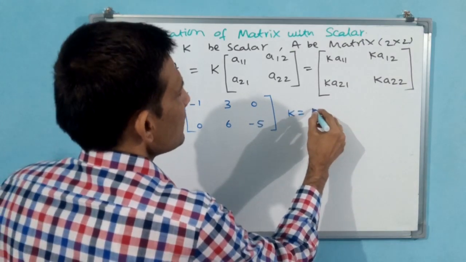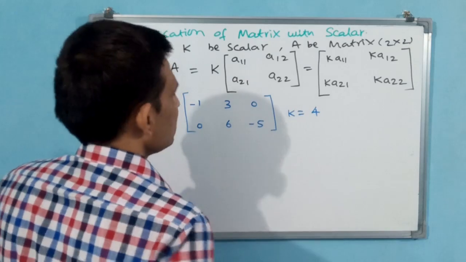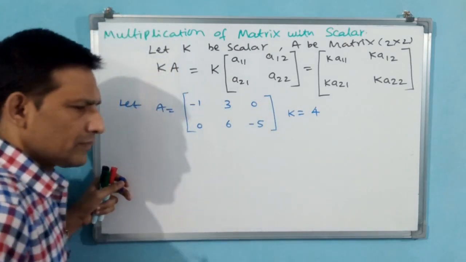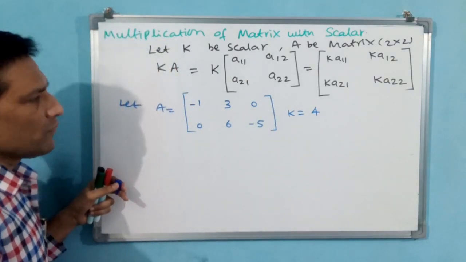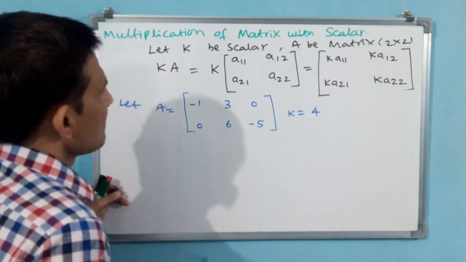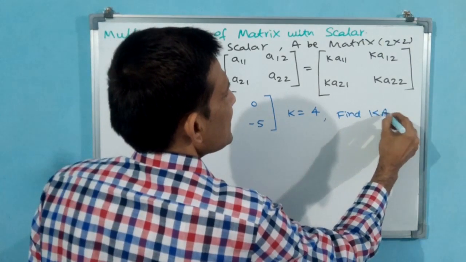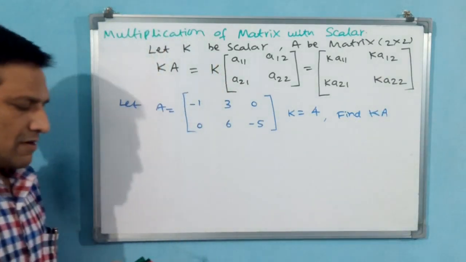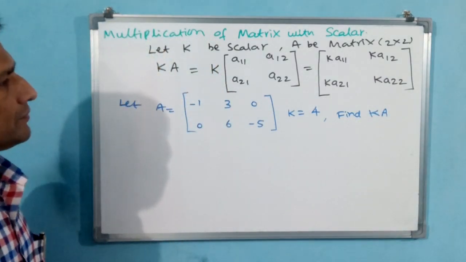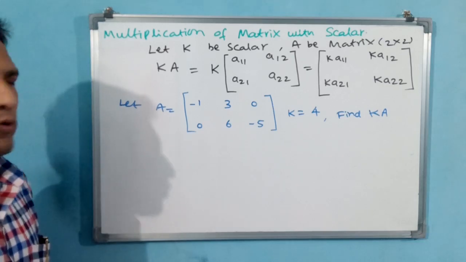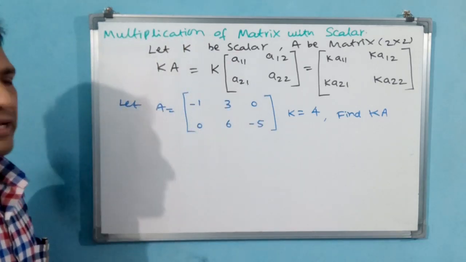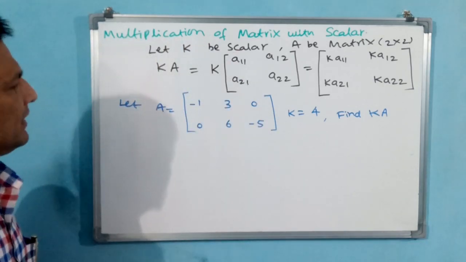K is equal to, say, 4. K is equal to 4. Okay. Find Ka. This is the question. Simple question. To understand this concept, we have taken. Randomly, I have taken this.